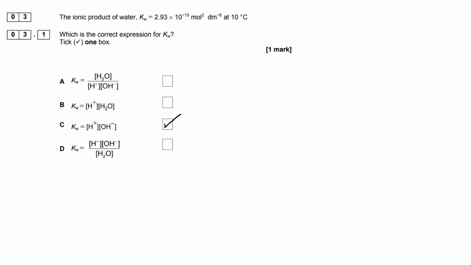It's worth pointing out at this point that if we were doing this as a Kc expression for dissociation of water, it would be H+ times OH- over H2O. But because so little of the water dissociates, we can actually assume that the water concentration remains constant, and that's how we're able to leave it out on this one.